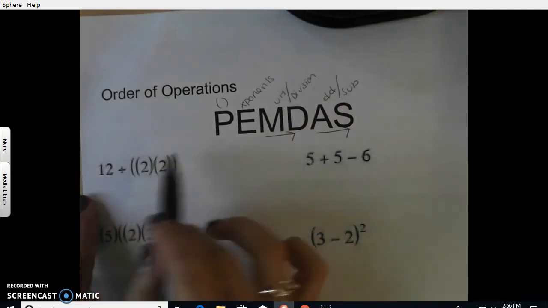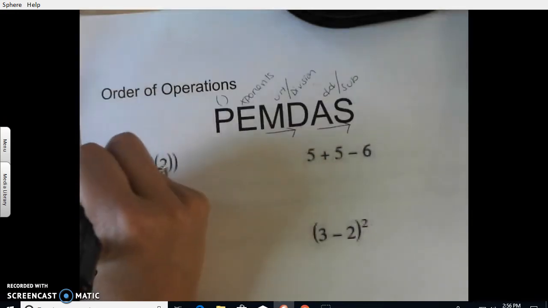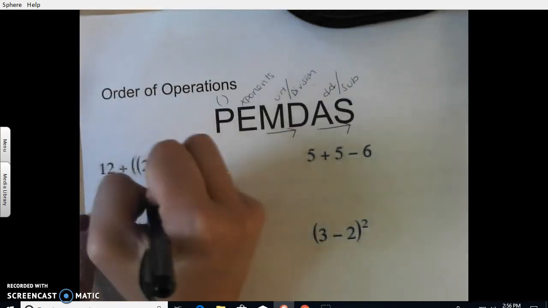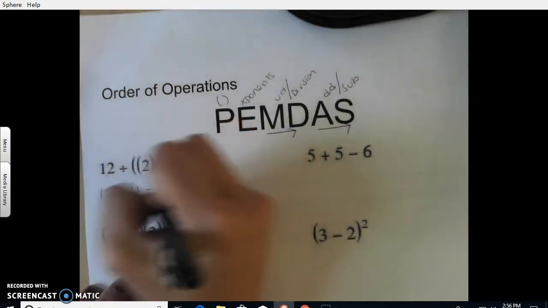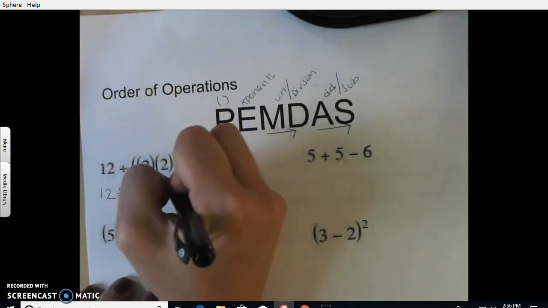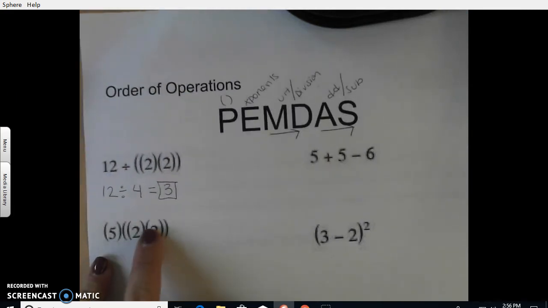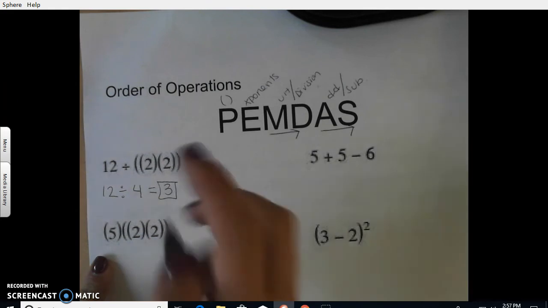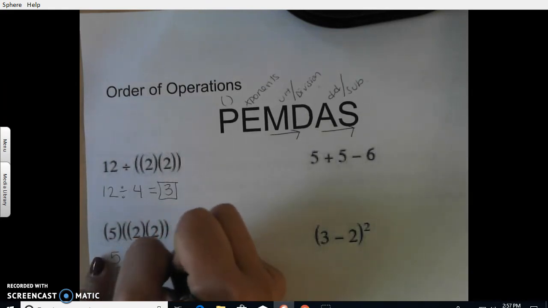So first, parentheses. Parentheses are around the 2 times 2, which is 4. So 12 divided by 4, which is equal to 3. Once again, parentheses first. 2 times 2 is 4. So 5 times 4 is 20.